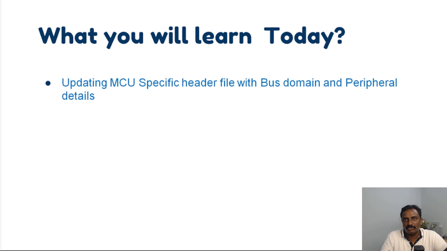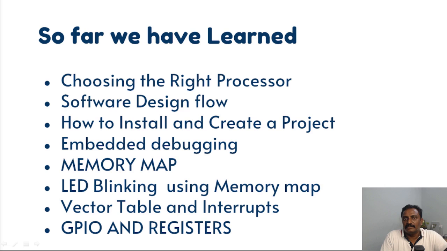So far we have learned, over 7-8 days, how to choose the right processor on day 1. On day 2, we covered the software design flow, like what is a compiler, linker, assembler, and how an IDE works. On the third day, we covered how to install the IDE and how to create a simple project. On day 4, we went through the debugging process, like how to do embedded debugging, what is a software serial viewer, and what are all the embedded debugging options.